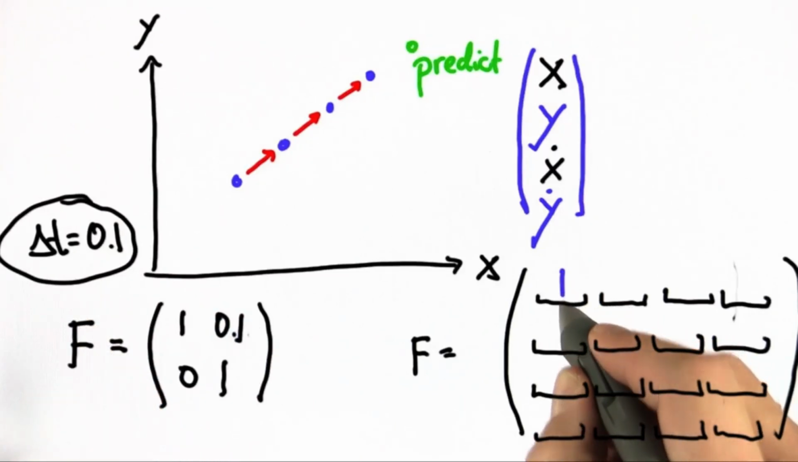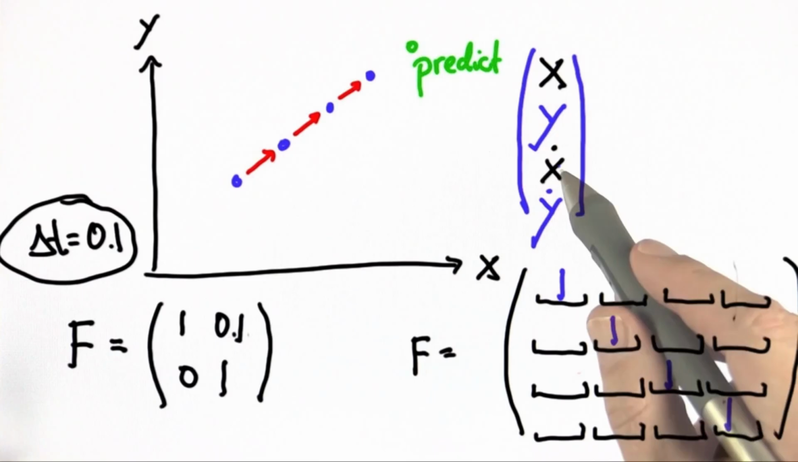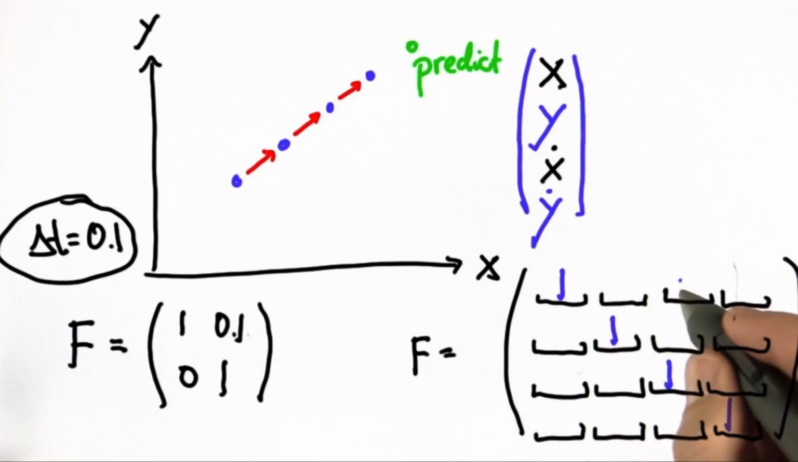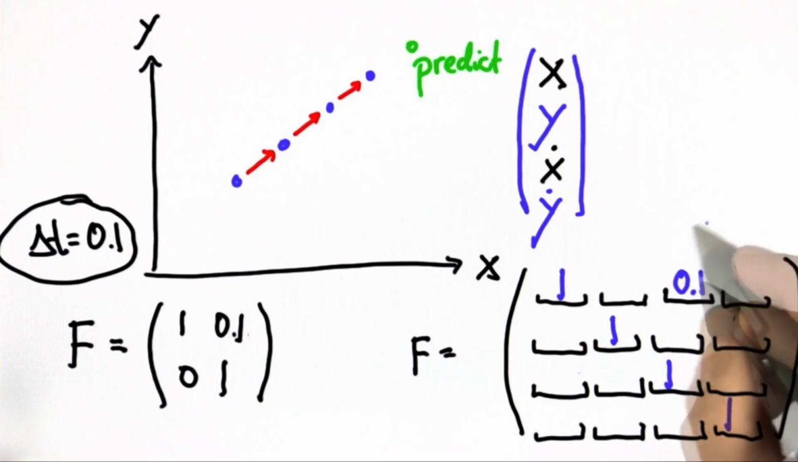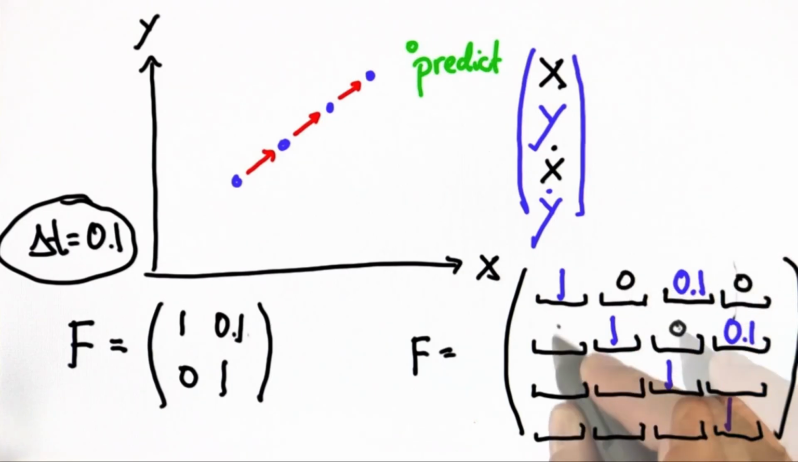And the answer is the main diagonal remains 1. This expresses the effect that in absence of any velocity, we expect the x-coordinate and the y-coordinate to stay the same. We also don't expect the velocities to change. But the x velocity will impact the x position through a 0.1 over here. The third coordinate is the velocity and it affects the first coordinate. The same over here. All the other values should be 0.